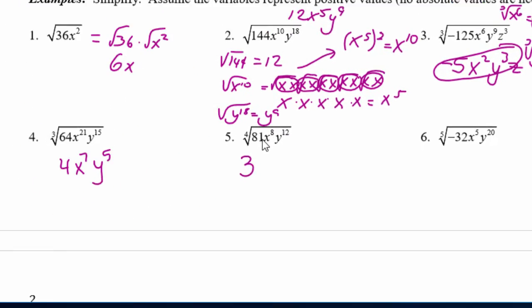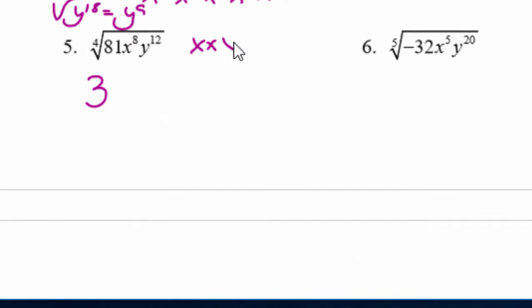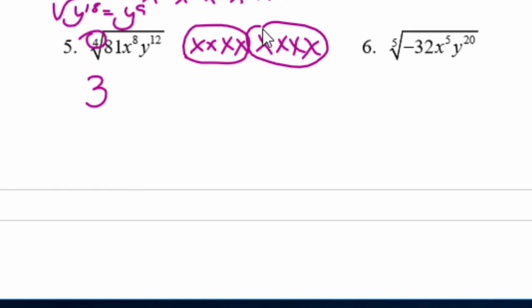Okay, now we have 8 x's. But this time our group size is 4's. How many groups do I have? Well, I have 2 groups of 4. So my 4th root is x squared, right? Okay, we have 12 y's. How many groups of 4 y's can I make with 12 y's? I can make 3 groups. So the 4th root is y cubed. Okay, beautiful. Let's go to the next one.